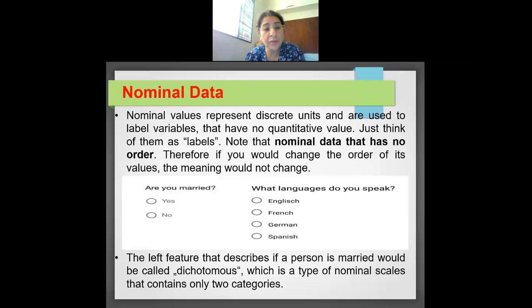Now, categorical data can be of two different types, nominal data and ordinal data. Nominal data doesn't have any order, and ordinal data has an order. For example, if we are asking, are you married? You are saying yes or no. Saying yes or no doesn't have any order, so that is nominal data. Another example is, what languages do you speak? Do you speak English, French, German, Spanish, or whatever? These languages are also nominal data. Order doesn't matter in them.